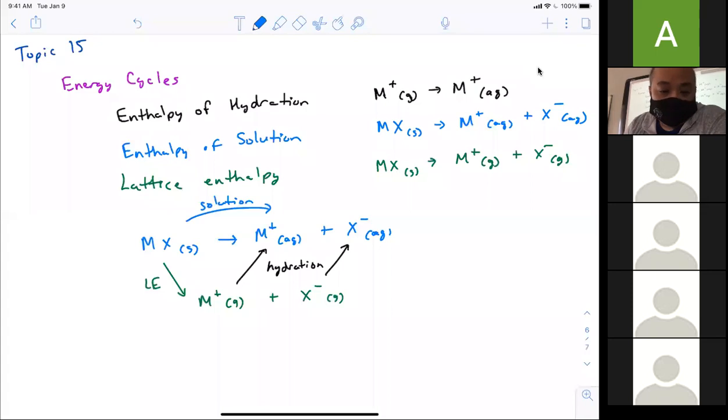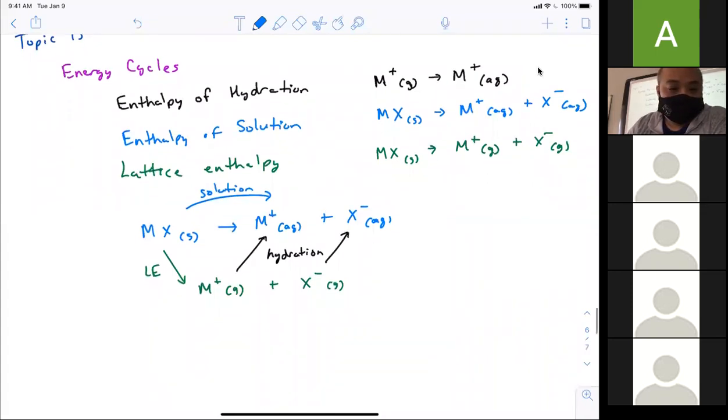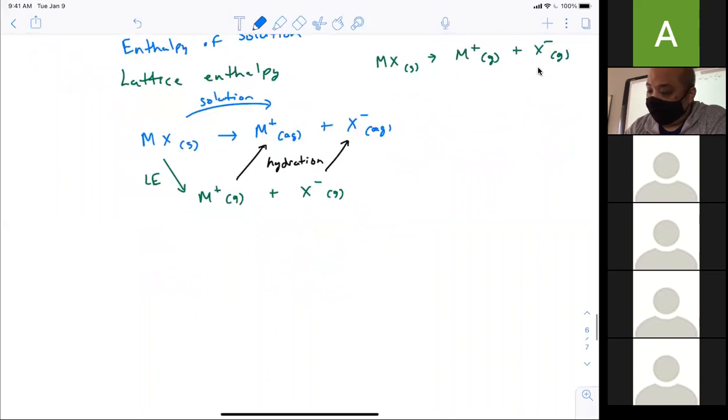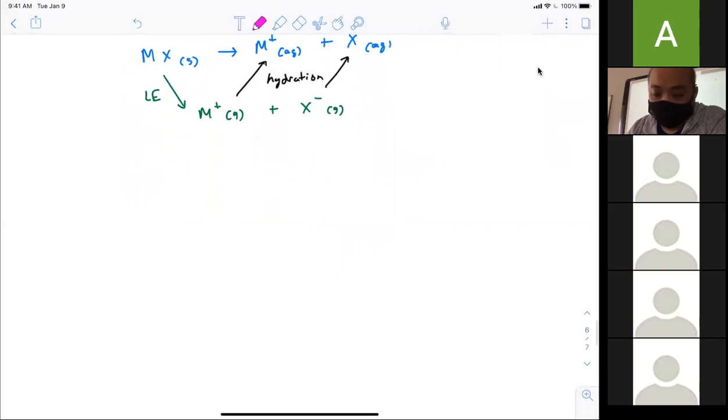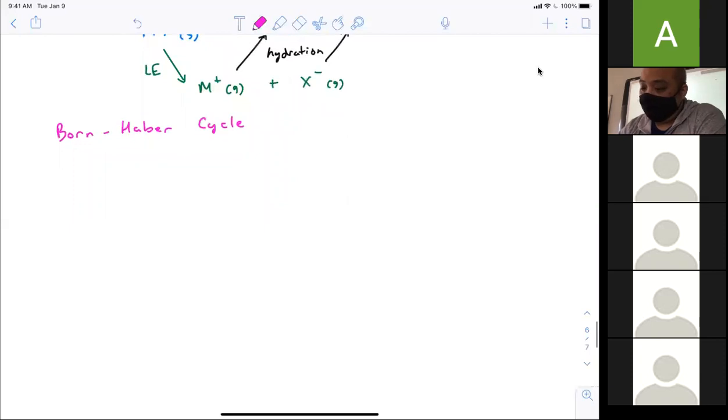So that's an example of an energy cycle. Now, the big one that y'all need to know is the Born-Haber cycle. It's just a more complicated energy cycle with 5 or 6 steps. The good news is that it's still fairly intuitive in how you accomplish everything, but you have to know a few new reactions. The reactions that I want to introduce you to are things like this.